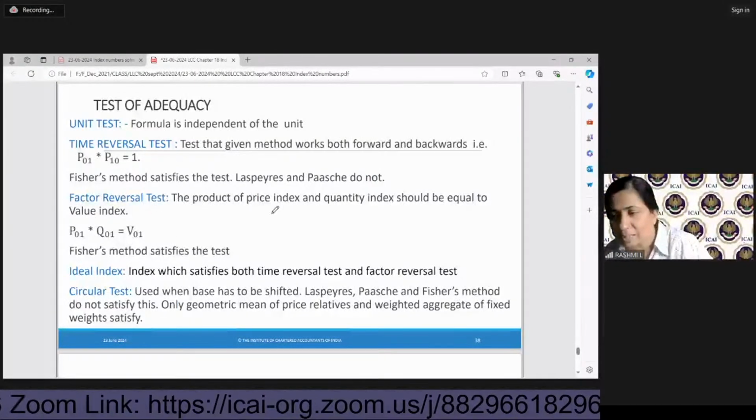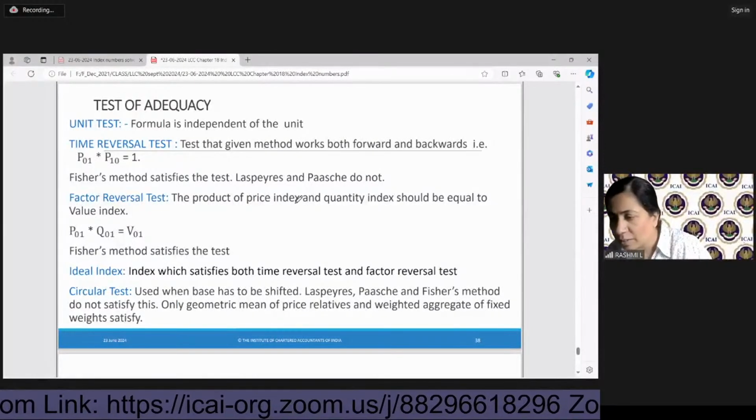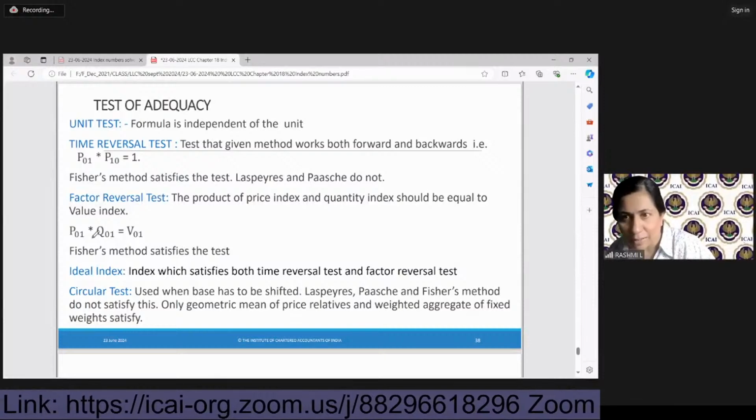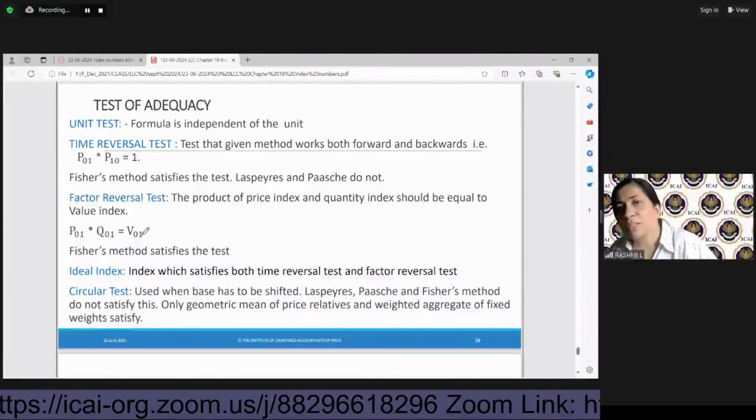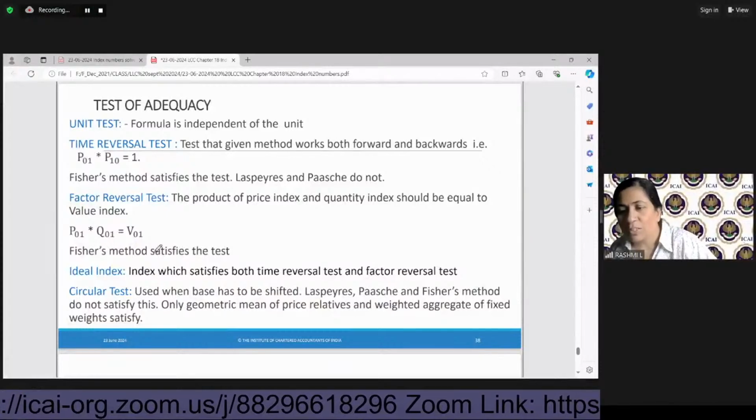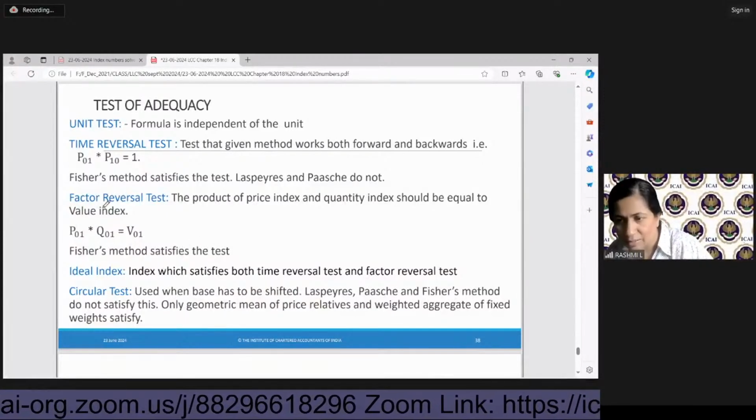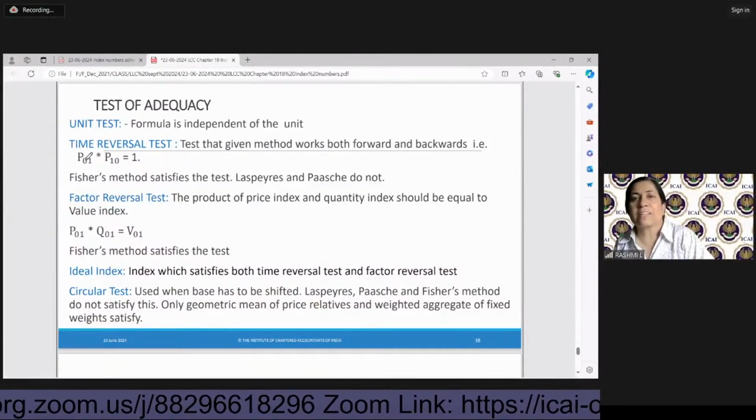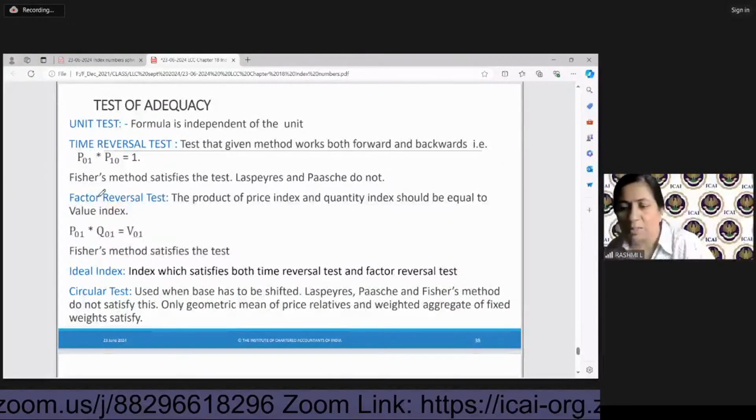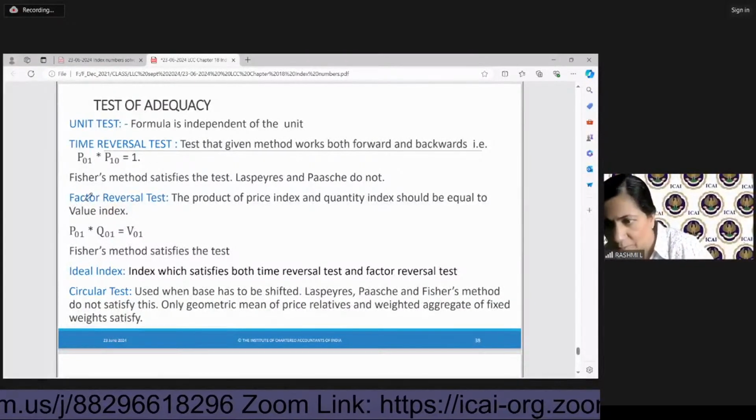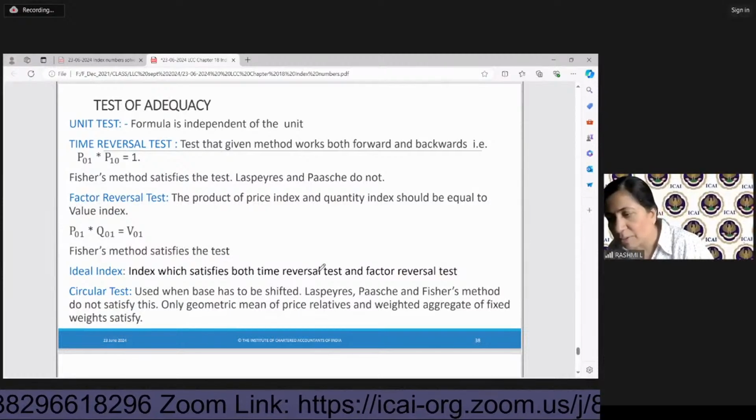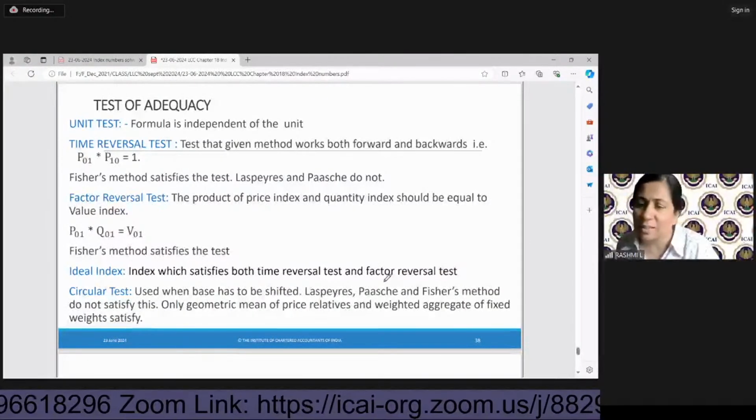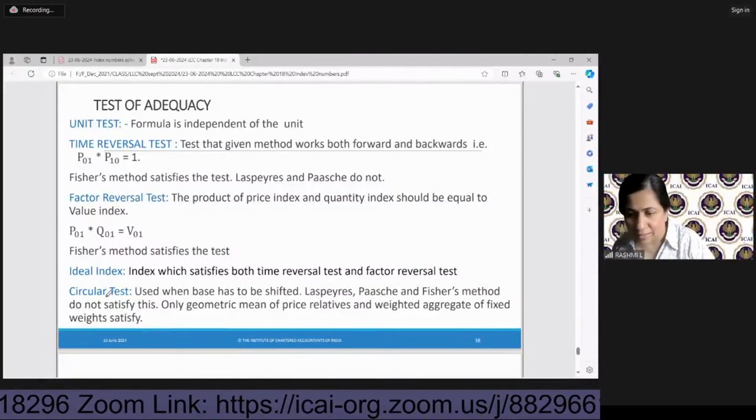Factor reversal test: the product of price index and quantity index should be equal to the value index. Okay, so P01 into Q01 should give me V01. So Fisher's method satisfies this test. So Fisher's method is satisfying time reversal, and Fisher's method is also satisfying the factor reversal test. Then the index which satisfies both the time reversal and factor reversal test is known as the ideal index.